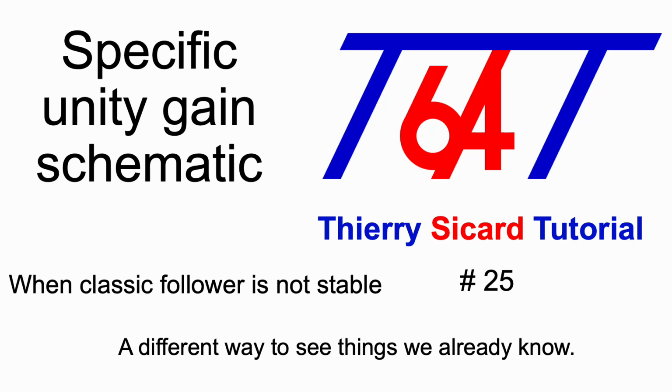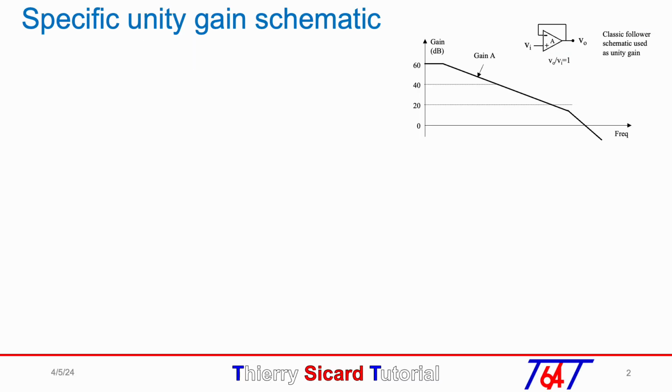Hello everyone, in this TRC tutorial number 25, we will see how to design a closed-loop amplifier of gain 1, even if the operational amplifier gain A cuts the 0 dB axis with a slope of minus 40 dB by decade. Here we can see the classic follower schematic to get a unity gain.